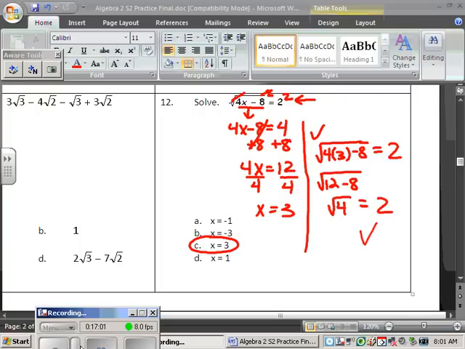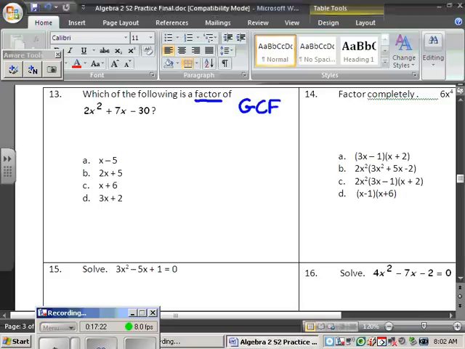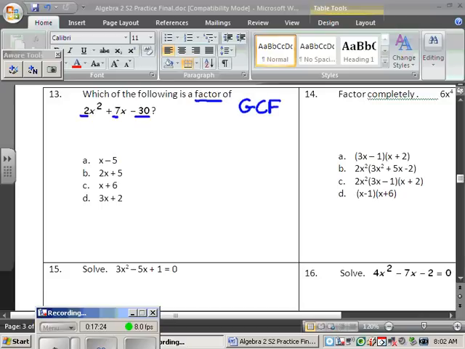Let's take a look at number 13. For number 13, it says, which of the following is a factor? Now this might throw you off because you might not have seen a problem where it asks you specifically what is a factor. So you've got to remember what the word factoring means. When you're factoring, you have 3 different types of factoring. You can factor out the greatest common factor, which there is none if you look at the 2, the 7, and the negative 30. There's no GCF for this particular problem.